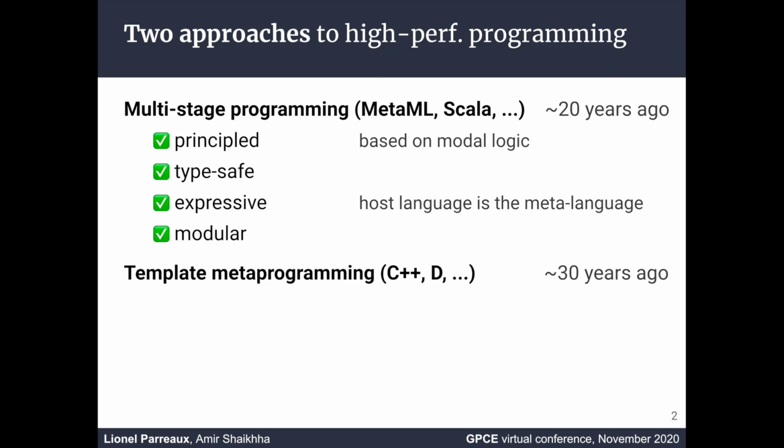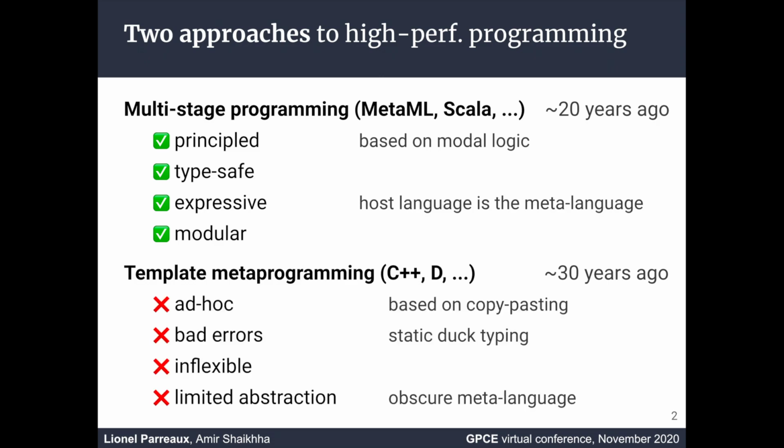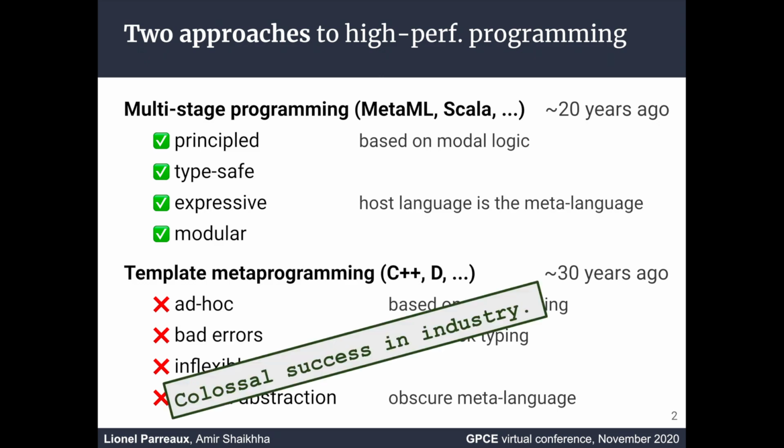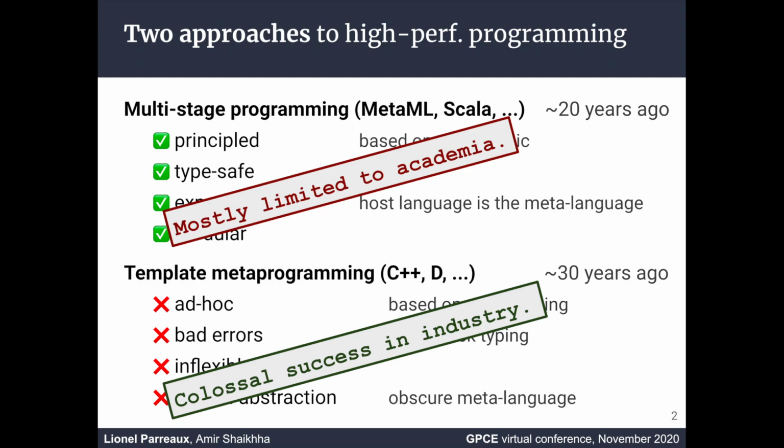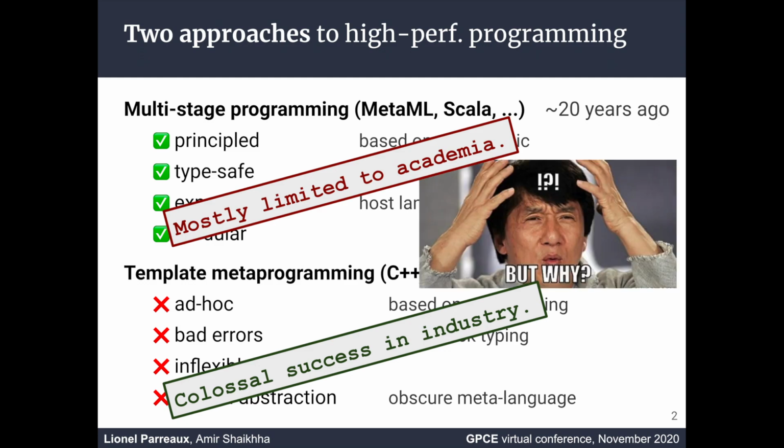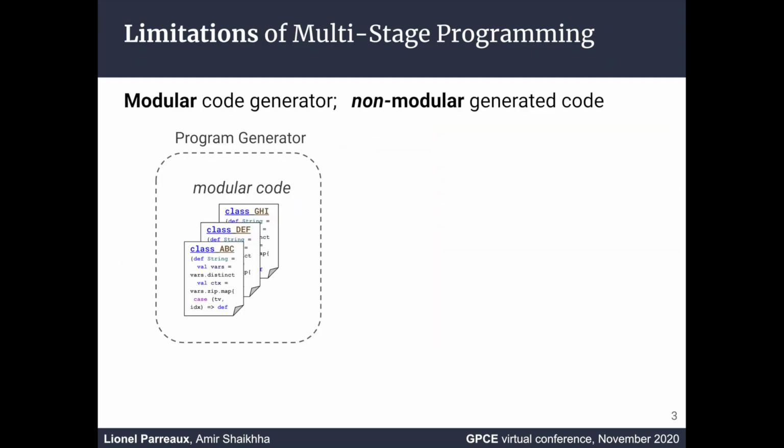C++ templates are also quite powerful, but they rely on a relatively obscure and inflexible untyped meta-language, making their use for metaprogramming unnecessarily challenging. Yet, despite their obvious drawbacks, C++ templates have enjoyed a colossal success in industry, while multi-stage programming has been mostly relegated to niche applications and academia. But why is that? There are many reasons that could explain this state of affairs.